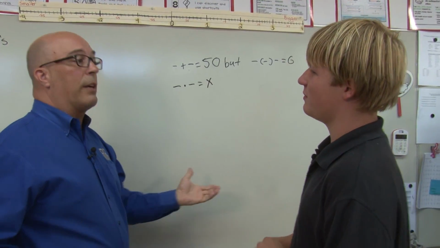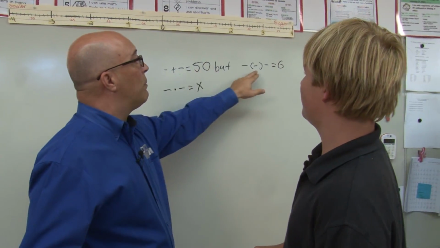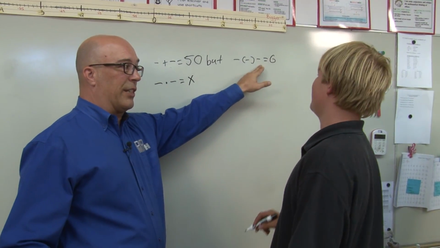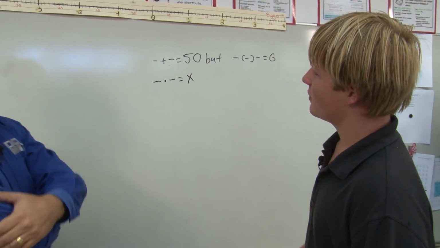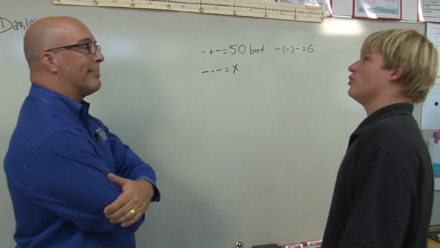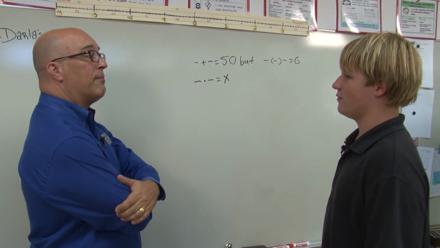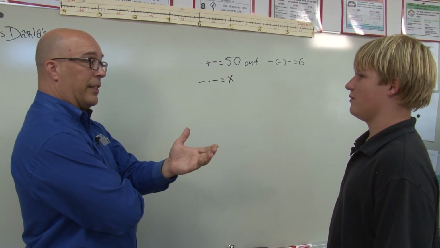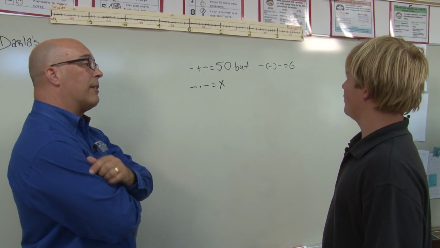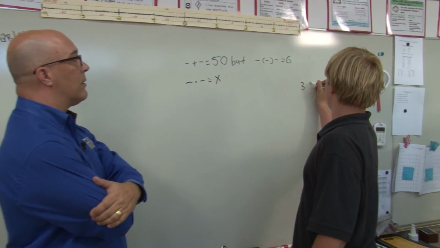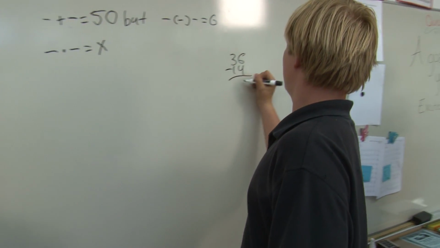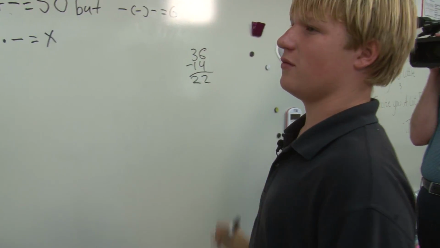25 and 25? That would work, but we know that when we subtract them, they're not going to give us 6. So what other two numbers would you like to try? 36 and 14? Yeah. 36 and 14 will add to 50, but when you subtract them, what will you get? 22. A little high.